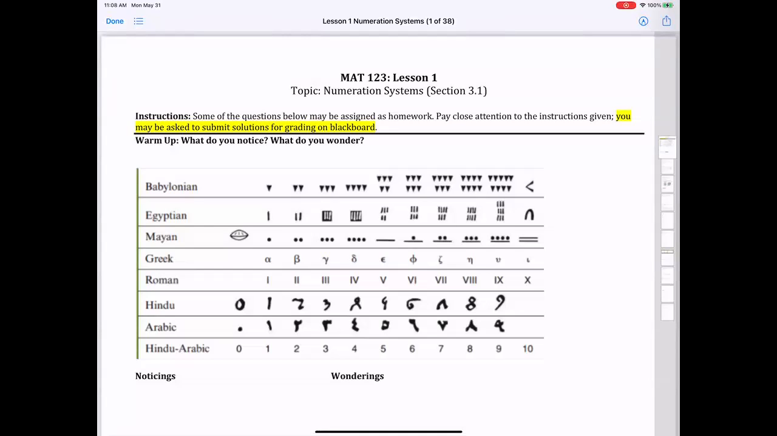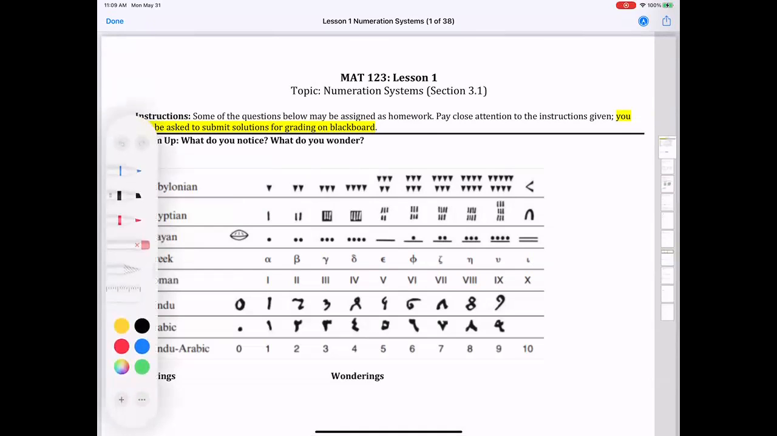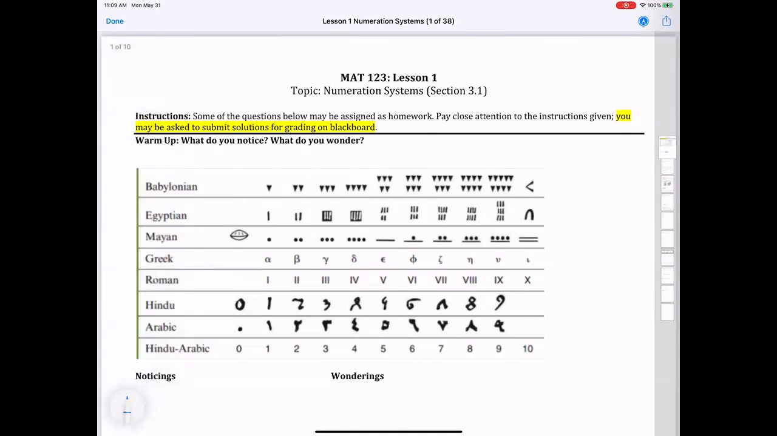Okay, so I want you to take a look at the chart on the screen and think about what you notice and what you wonder about the chart. What does the chart present? What does the chart indicate? You could pause the video and think about your noticings and wonderings.